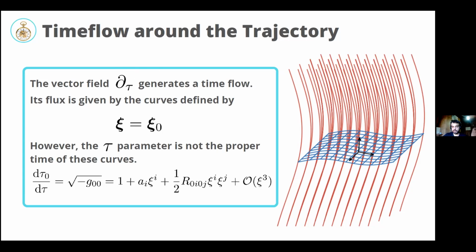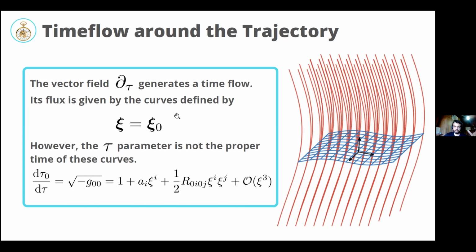it's natural to think of this as a notion of time flow, and it is a notion of time flow because it is a time-like vector field. But it's very important to stress that, depending on the geometrical properties of both space-time and the curve, this partial tau will not necessarily be a normalized vector field outside the curve itself. What happens, actually, is that the redshift factor between the curves with constant psi zero and the actual curve, the curve where we're basing our Fermi-Normal coordinates, is given here again as an expansion in curvature and acceleration.